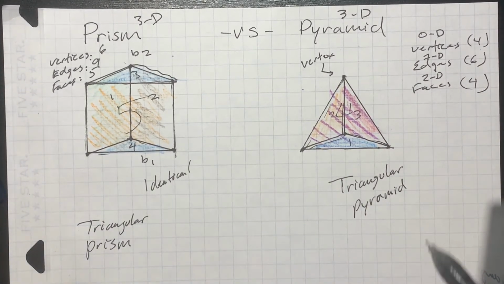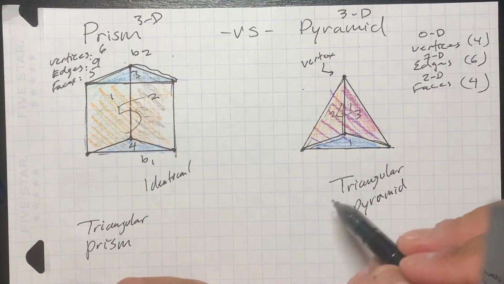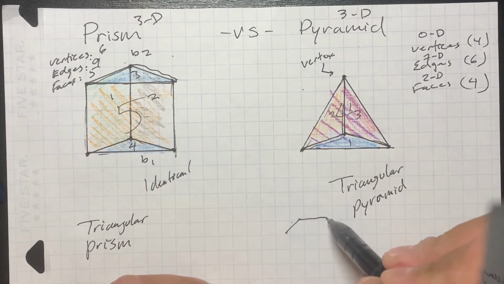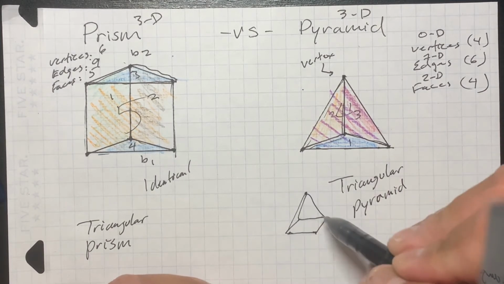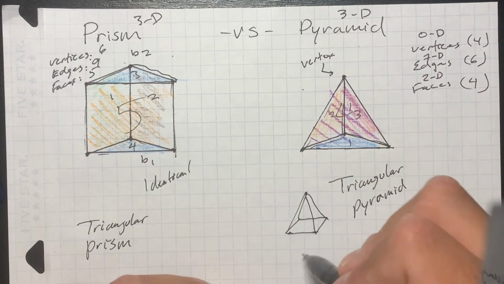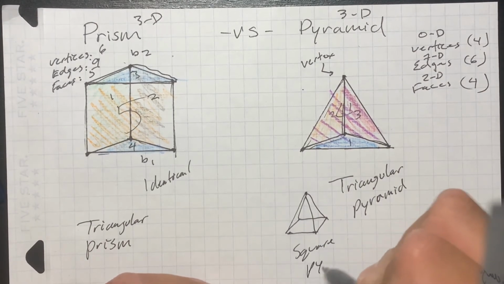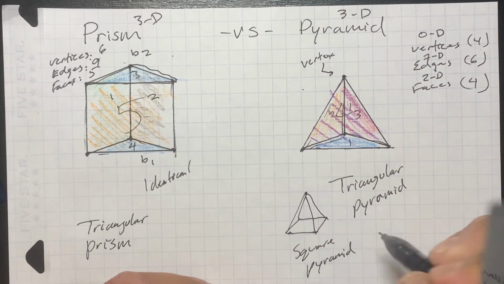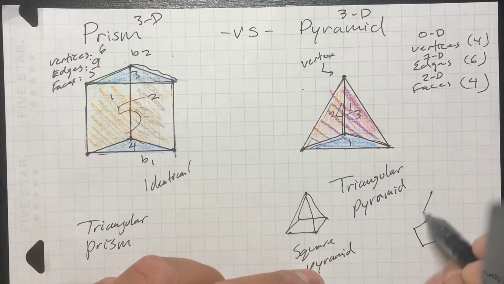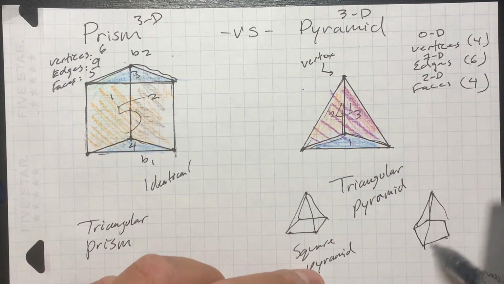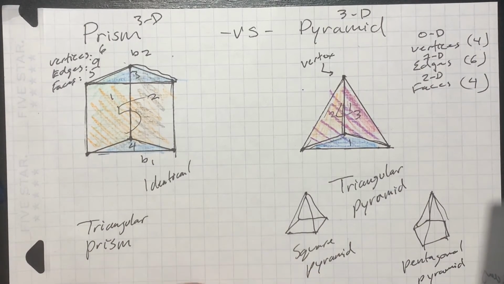Also, if you look at the base here, if the base was a square and it had one vertex up top where they all meet up, that would be a square pyramid. If the base was a pentagon, 1, 2, 3, 4, 5, and they all met up at one vertex up top, that would be a pentagonal pyramid. Does that make sense to you guys?